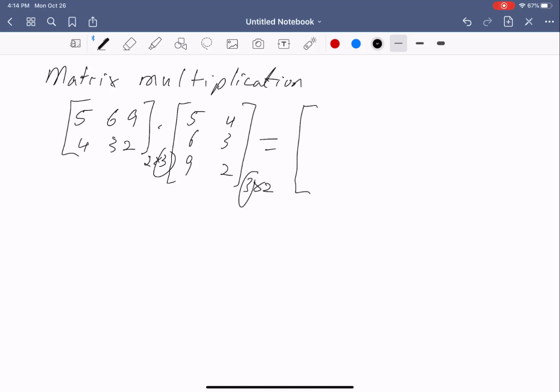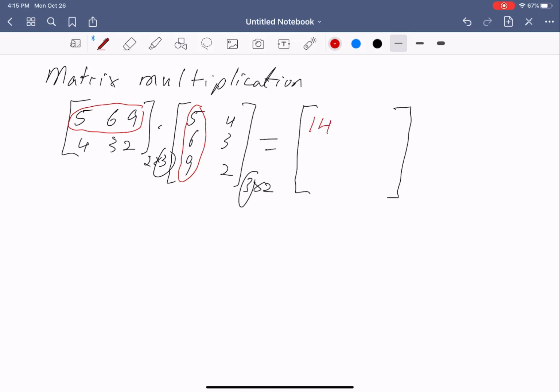So we can put 2 by 2, and we multiply the first row, this one here, with this column. And that will give us the first element. If we do that, we get 5 times 5 is 25, plus 36 is equal to 61, plus 9 times 9 is 81, plus 61 is 142.